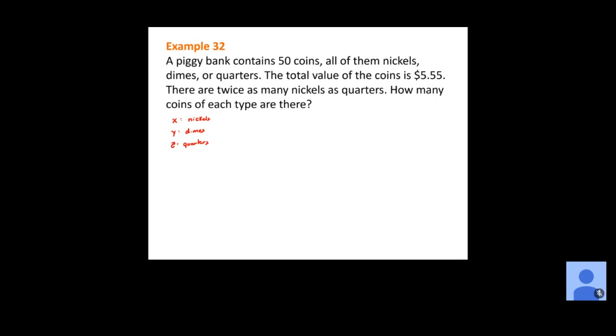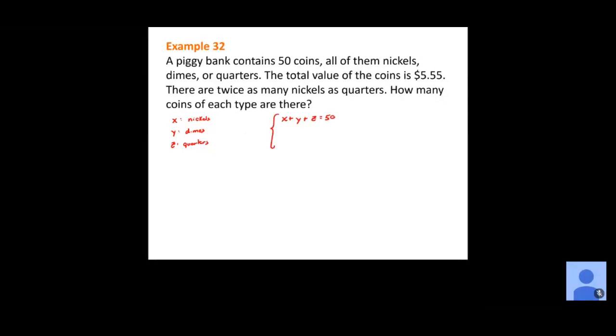Now, if that's the case, let's think about the information we know. What's one of our equations going to have to be this time? Good. We know there's 50 total coins. So we know the number of nickels plus the number of dimes plus the number of quarters should equal 50.